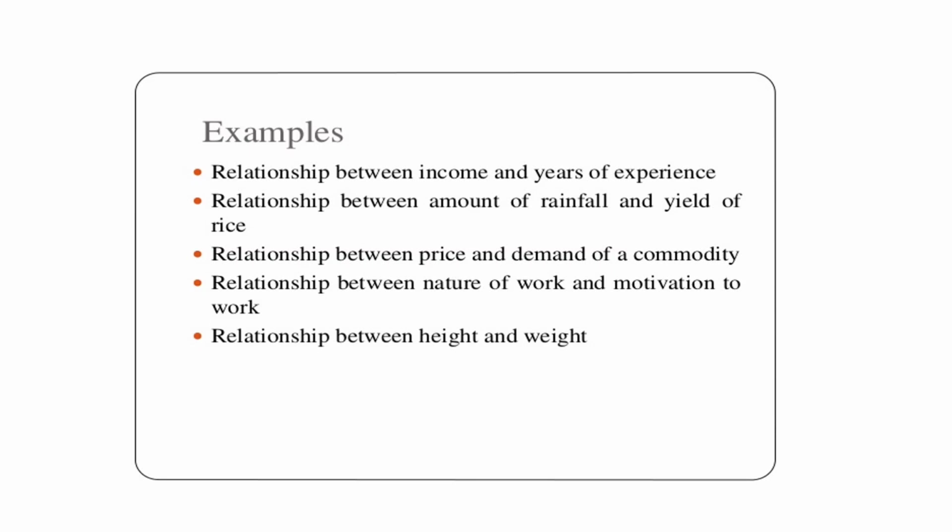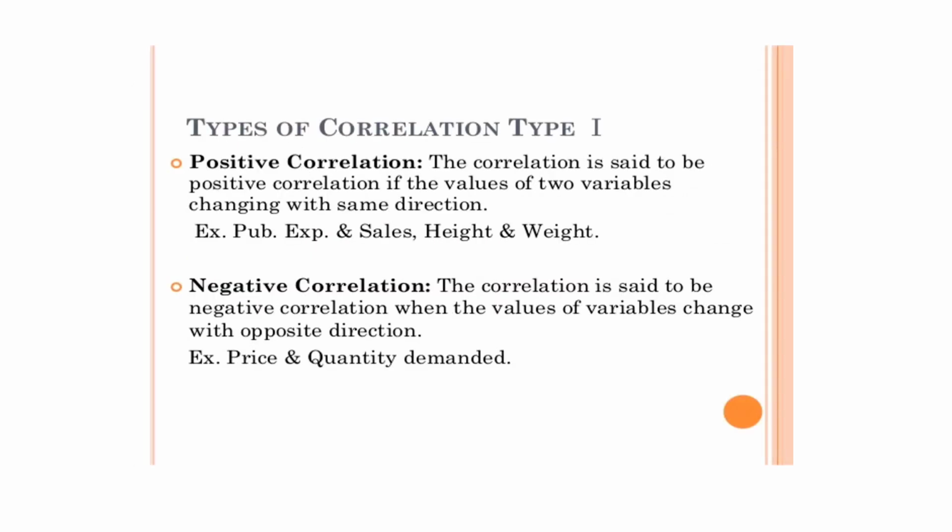And if we want to study the relationship, or we can say association, the statistical technique which we use is known as correlation. Then a correlation can be of different types, or we can say that relationship or association can be measured in different forms. The first one is positive correlation. The correlation is said to be positive if the values of two variables change in the same direction.